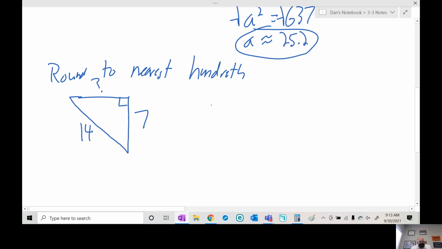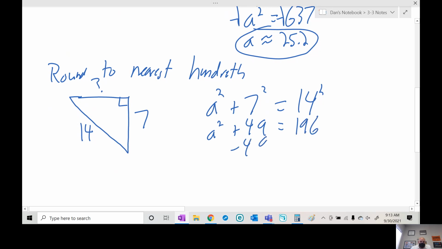All right, let's try it out. See how you guys did. Should look like this. a squared plus 7 squared equals 14 squared. Again, if you made it 7 squared plus b squared, you'll get the same thing. The next line, a squared plus 49 equals 196. Then you subtract.